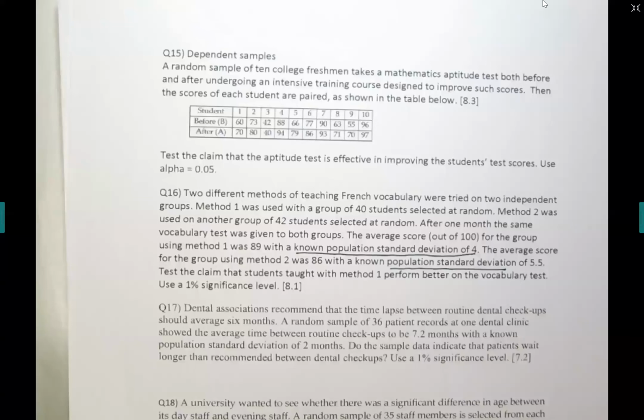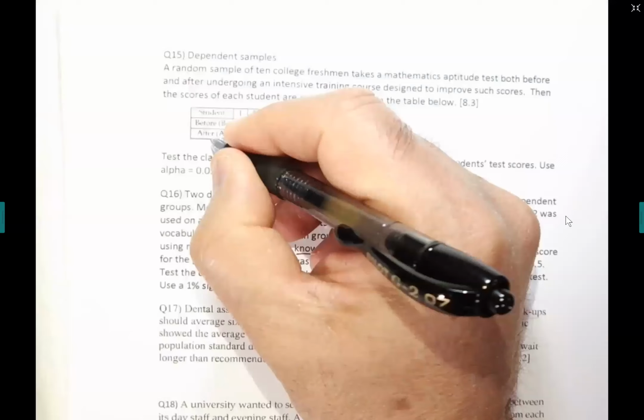Number 15. A random sample of 10 college freshmen takes a mathematics aptitude test before and after undergoing an intensive training course designed to improve such scores. Then the scores of each student are paired as shown in the table below. Test the claim that the aptitude test is effective in improving the students' test scores. Okay, before we do that, we're gonna do the difference, guys, together.